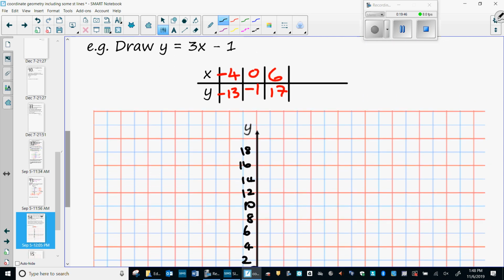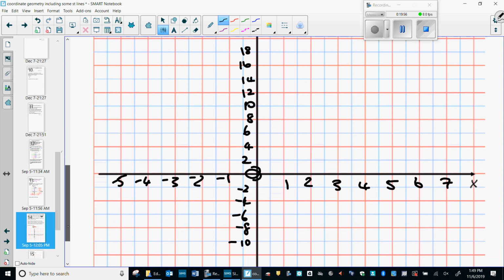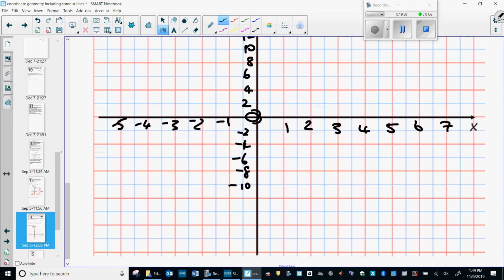Okay, so then we start plotting them as coordinates. Now, what I mean by that is this is a pair that belongs together. So we are going to plot that coordinate. -4 to -13. We just had a little bit of recap on this. Our coordinates.